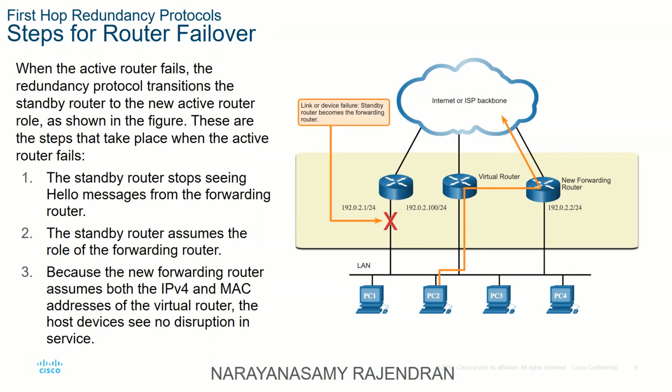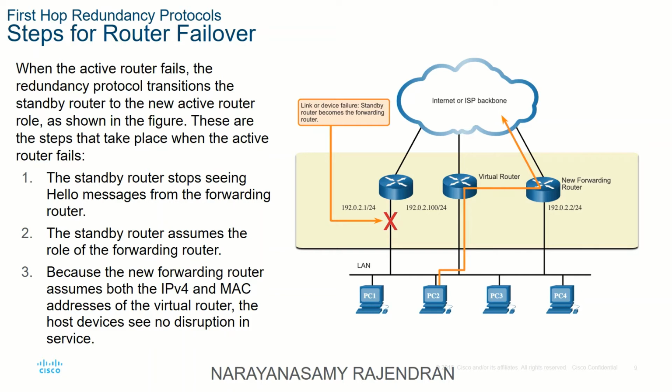Let us discuss the steps for router failover. If an active router fails, then the FHRP protocol transitions the standby router to the new active router. If you see here, the router which has the IP address 192.0.2.1 was the active router. It was acting as a forwarding router or active router. It was forwarding all the frames to the internet. Suddenly, the forwarding router fails. In this case, the FHRP protocol dynamically handles this problem. Automatically, it transitions the standby router into the forwarding router.